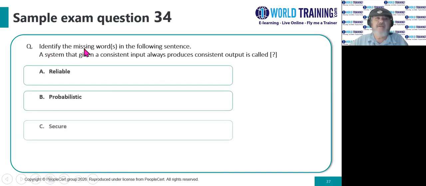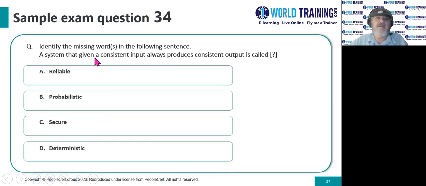Question 34, identify the missing words in the following sentence. A system is given consistent input, always produces consistent output. Okay. Reliable? Well, I guess you could say that. Probabilistic? No, that's the whole point of probabilistic. You don't necessarily know what the output's going to be. Secure? Kind of, but not the best answer. Deterministic? Yes, is a solid answer. D.